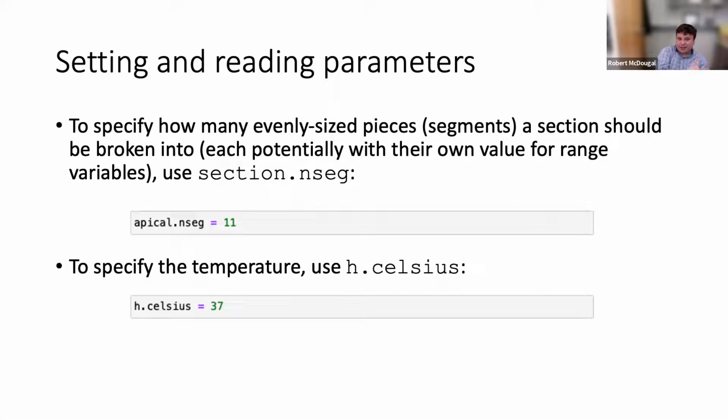I can set nseg, the number of compartments, the same way. If I need to specify temperature, because remember temperature is by default 6.3 degrees Celsius, because the squid like it, mammals don't, I can say h.celsius equals 37. Now, mammals like it, squids don't.